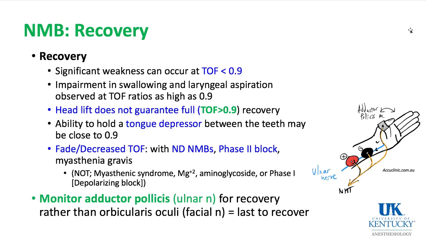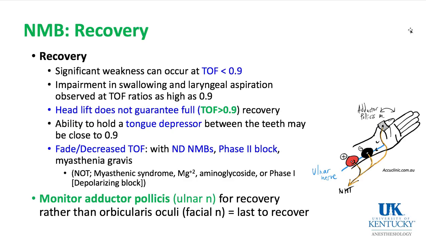Fade or decreased train of 4 occurs, as you know, with residual neuromuscular blockade with non-depolarizers. It also can occur with a phase 2 block when high doses of succinylcholine are administered. This is very rare anymore because succinylcholine infusions are not used much.